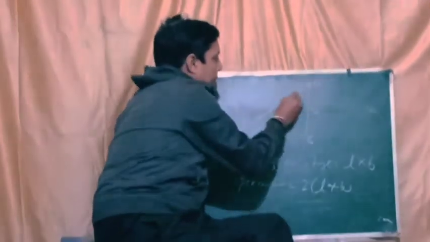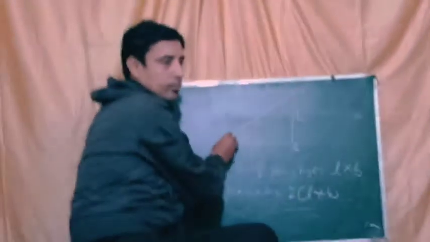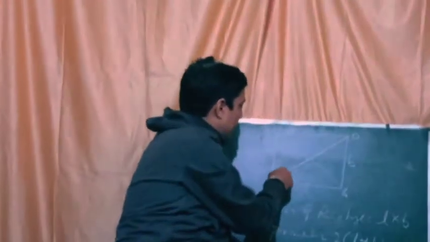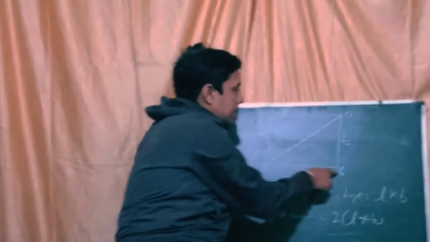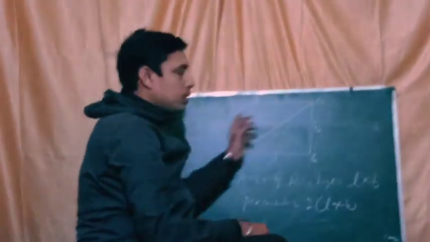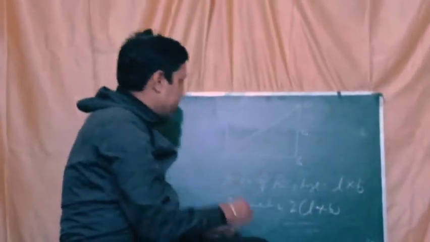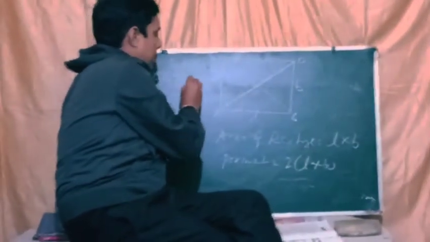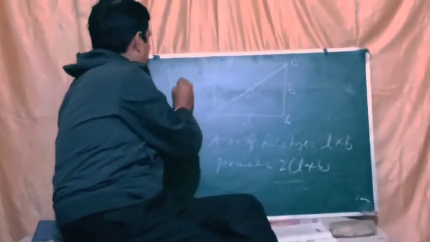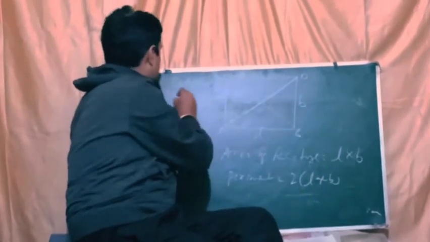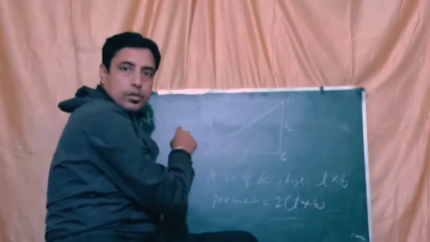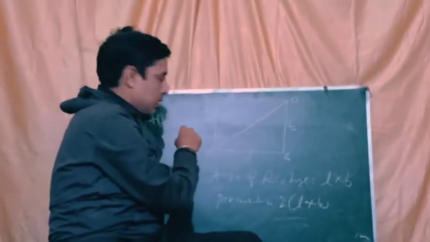And suppose, how many diagonals are here? There would be 2 diagonals here. One is AC and another is BD. So both should be equal. AB should be equal to CD, BC, sorry, AD should be equal to BC. Understand? Yeah.